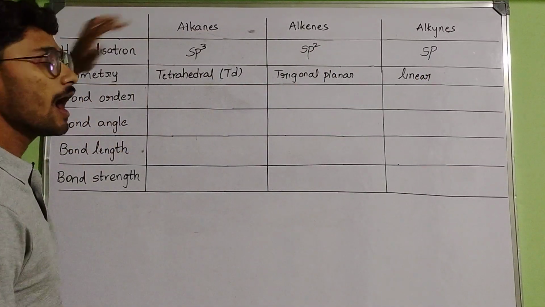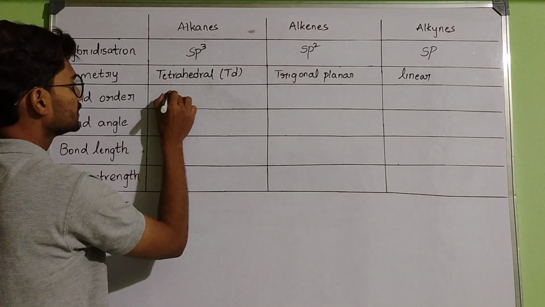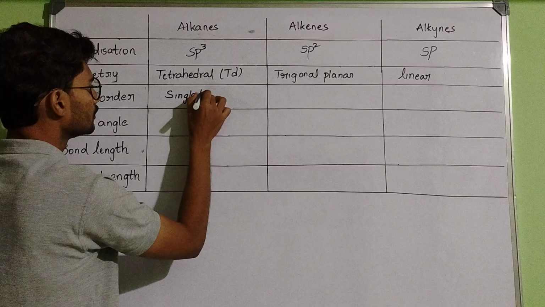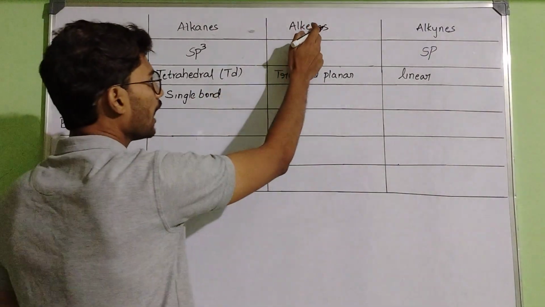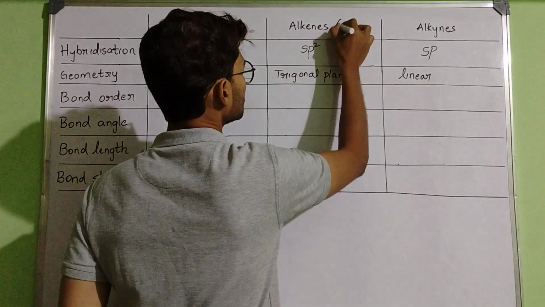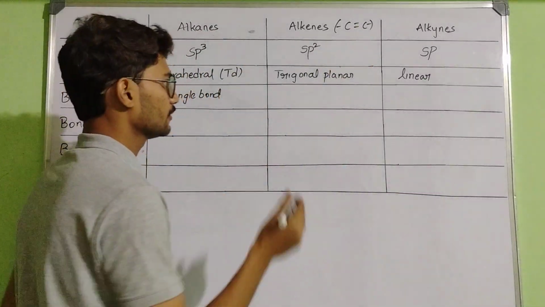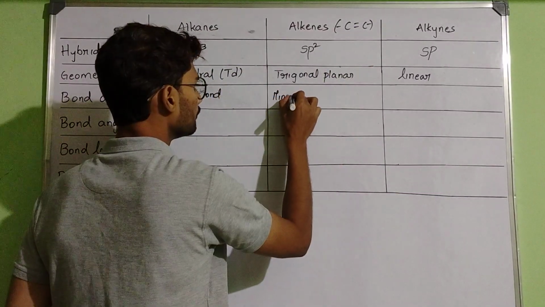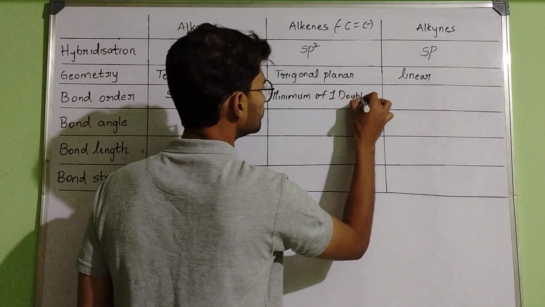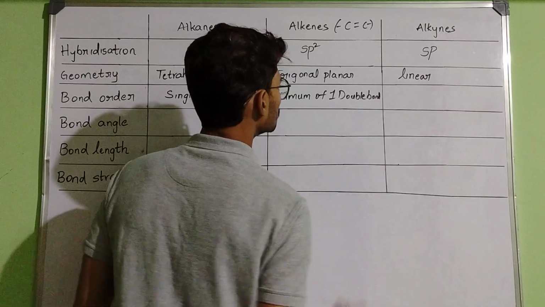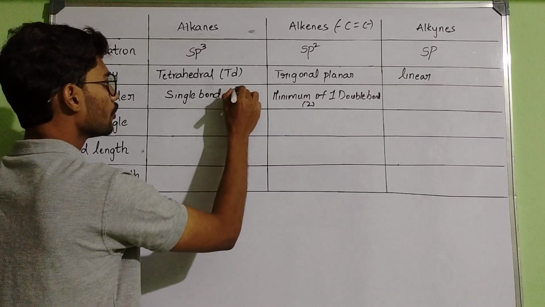What is the bond order for alkanes? Now coming to the bond order, all the carbon-carbon bonds must be single. Now, alkenes. Example I am taking here, C double bond C. At least a minimum of one double bond is required. So the bond order here is 2. Here the bond order is 1.